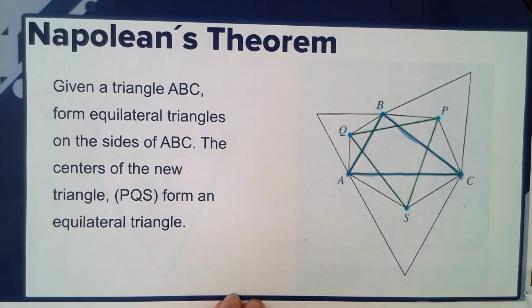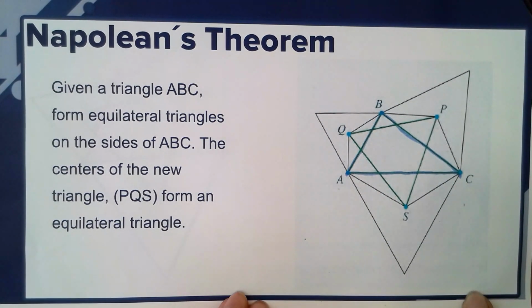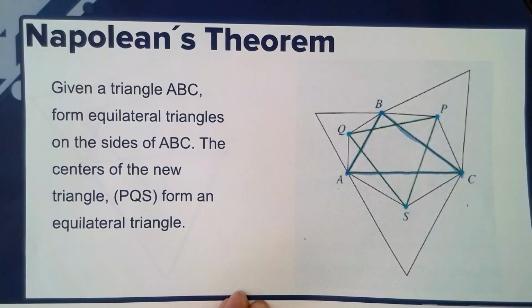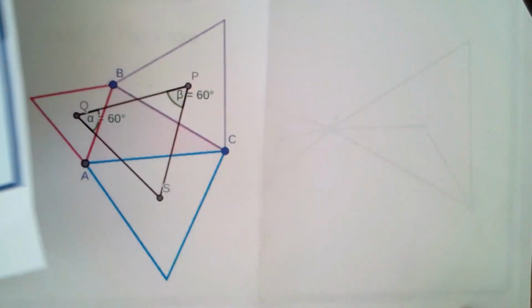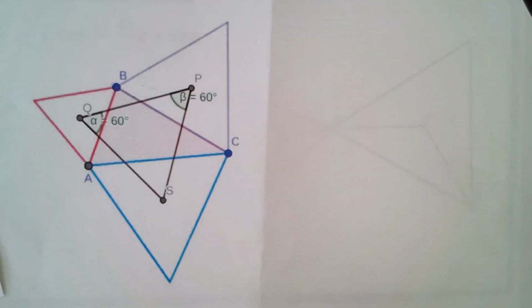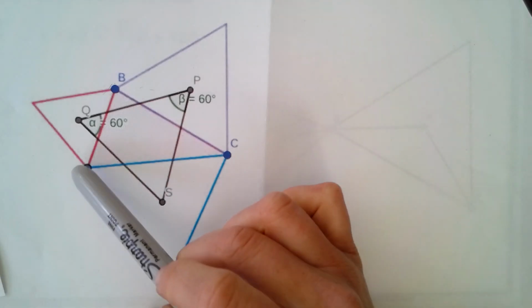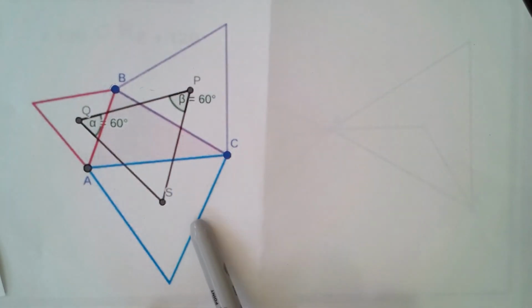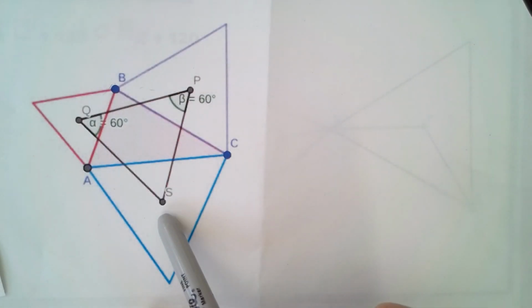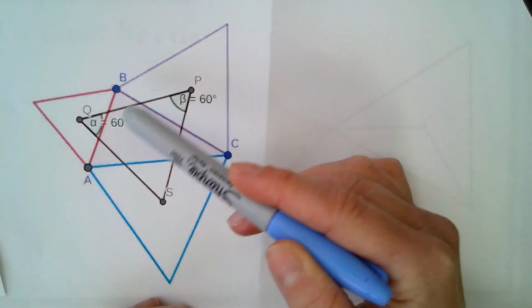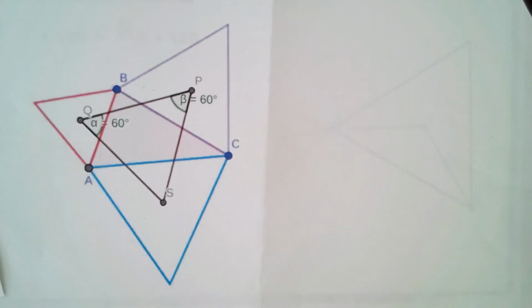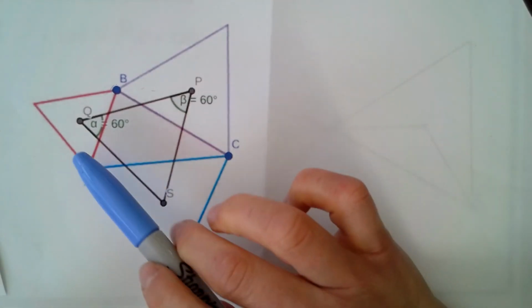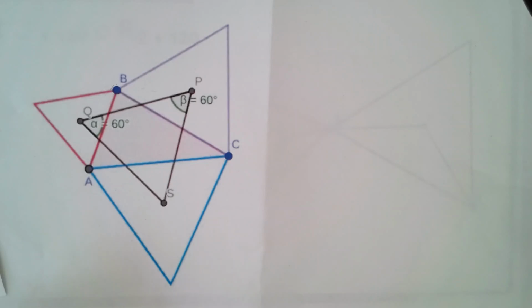So I drew the diagram with maybe a few less lines and color-coded, hopefully to help you see it a little bit better. Right here, we have our original triangle ABC in the middle. We have our pink, purple, and blue equilateral triangles. And then here are my centers in black. If we connect the centers, this triangle is always equilateral. That's what Napoleon discovered. Connecting those centers forms an equilateral triangle.